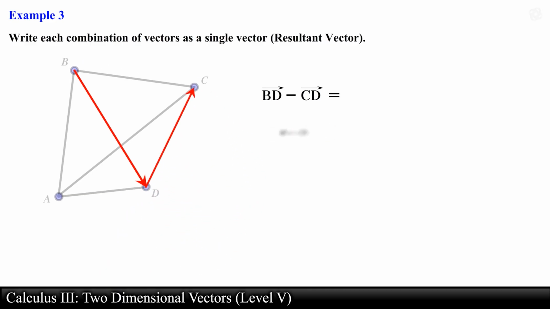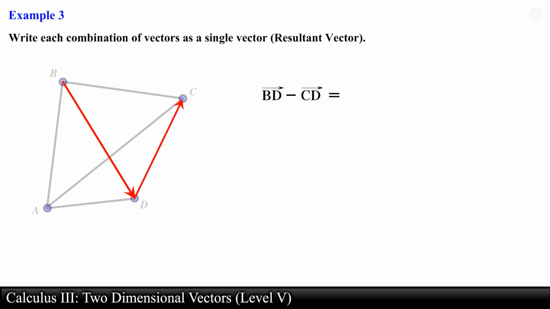Now we go ahead and apply the triangle law. Notice that the resultant vector in this example would be equal to vector BC. Alright, let's try the next example.